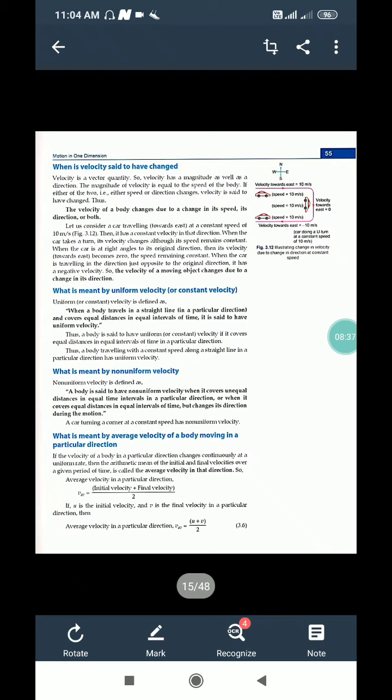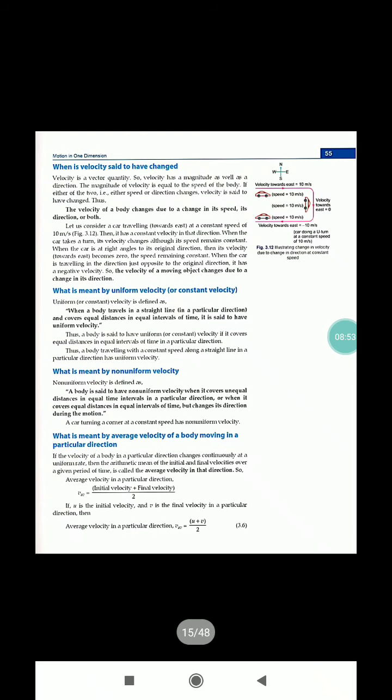If the body moves with a uniform velocity v arrow and displacement S arrow in a time interval t, then by definition v arrow is equal to S arrow by t. Therefore, displacement S arrow is equal to v arrow into t. Now, what is non-uniform velocity?